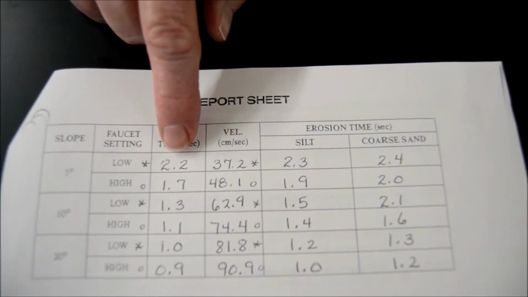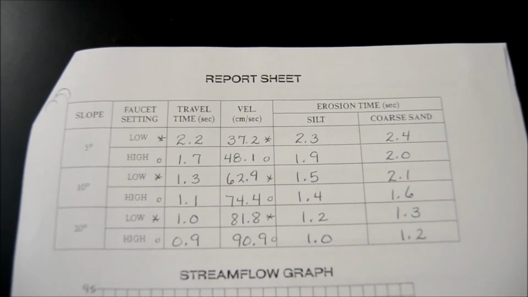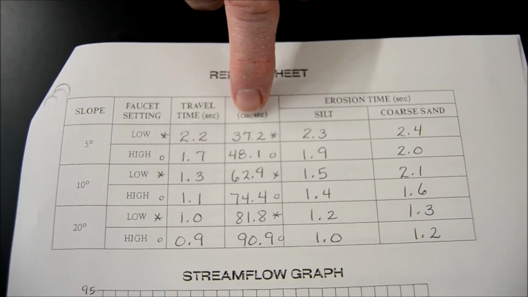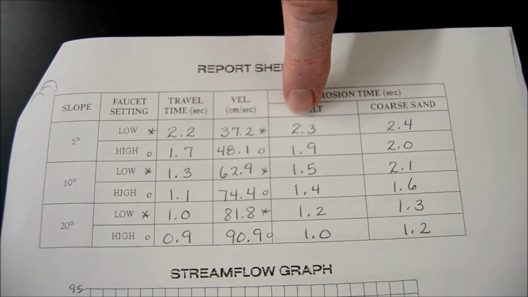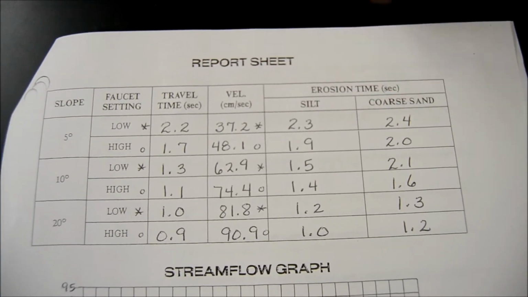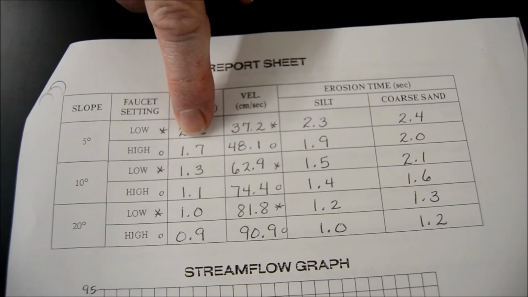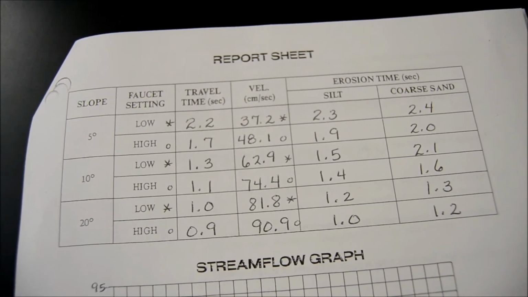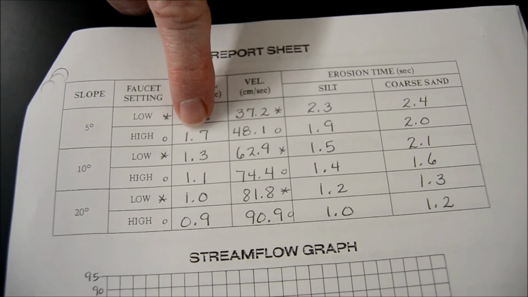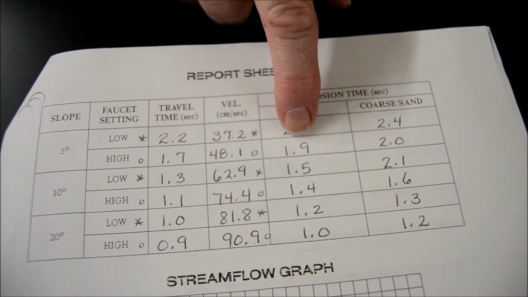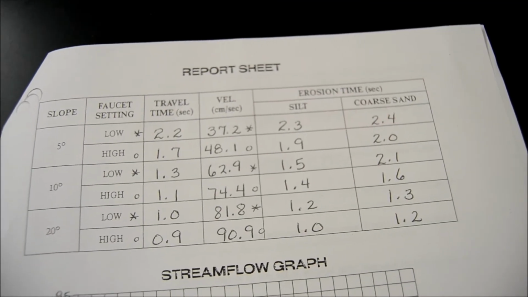We have done the 5 degrees low, that's the one hose. How long did the food coloring take? Taking the length of the trough divided by the travel time gave me the velocity. This is how long it took the silt. This is how long it took the sand. 5 degrees high, that's with the 2 hoses. That's how long it took the food coloring. I took the length of the trough divided by the travel time and got my velocity. This is how long it took the silt. This is how long it took the sand.